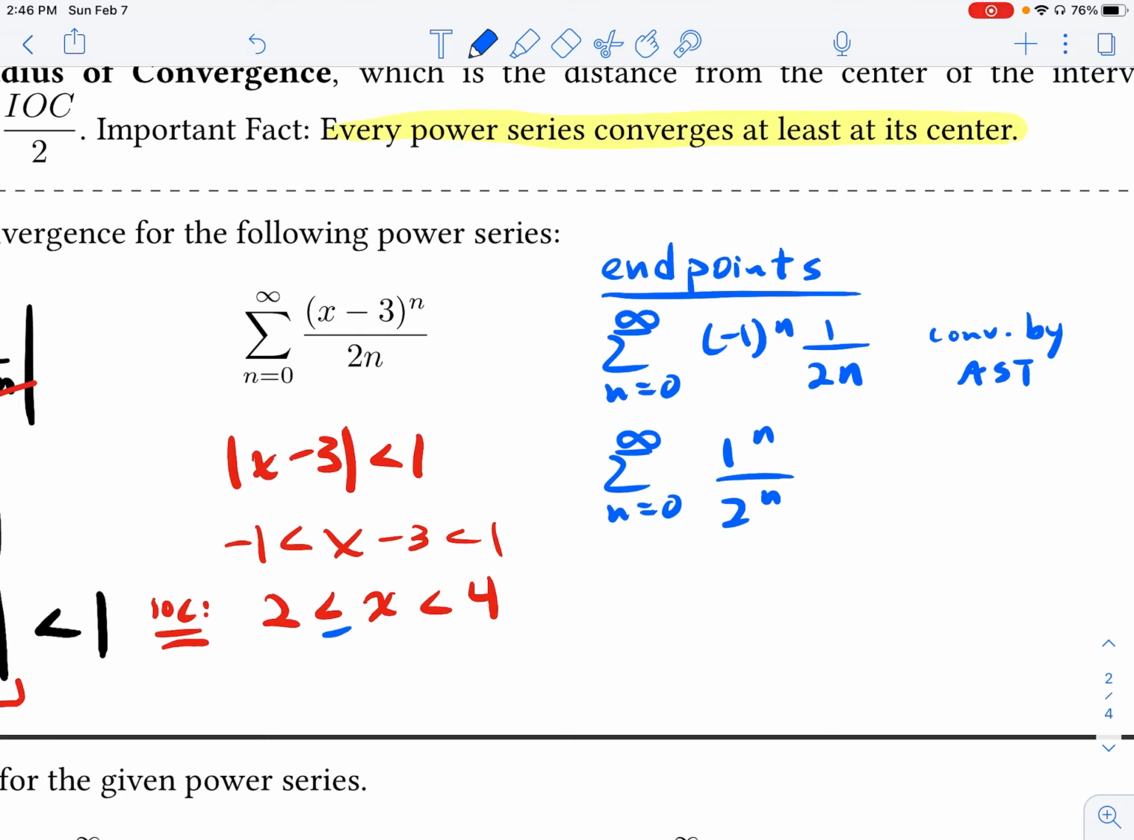And right now we actually don't have the test to determine whether or not that converges. Spoiler alert, this actually diverges. This particular series diverges. So it turns out the entire interval of convergence is this, as it's written right now.